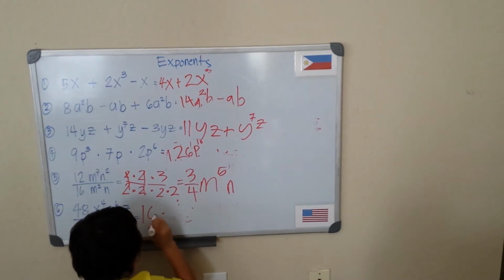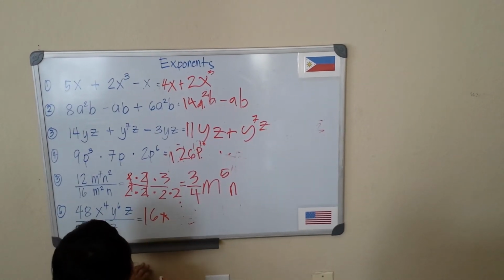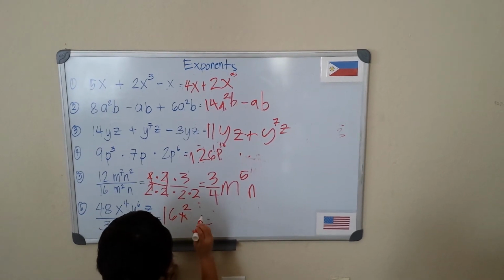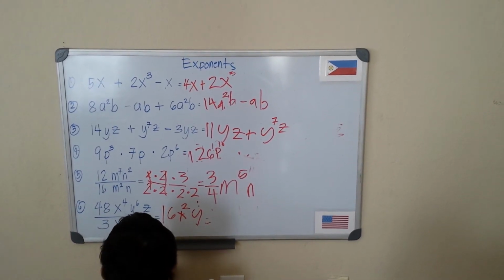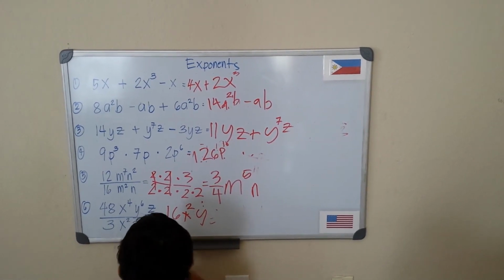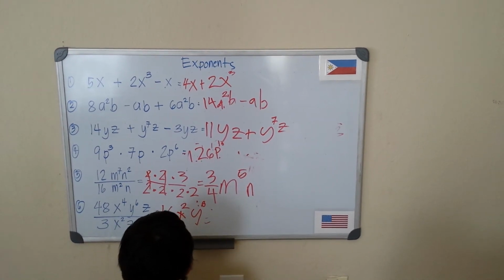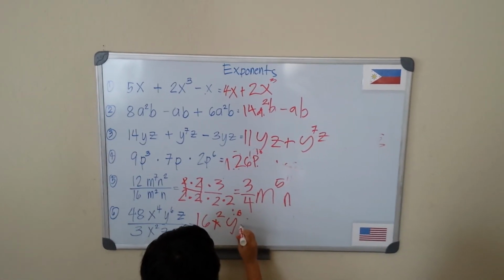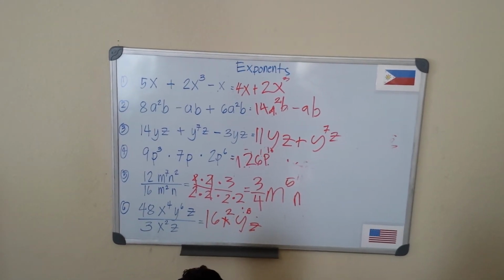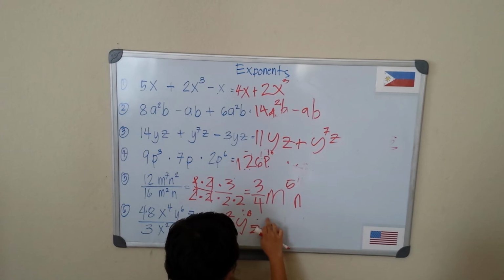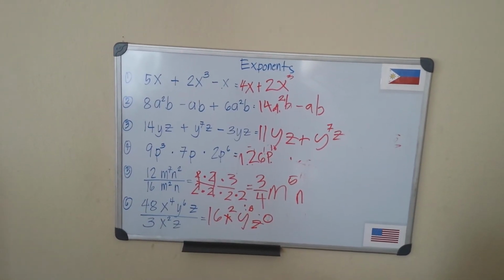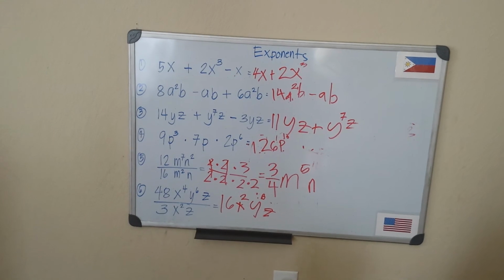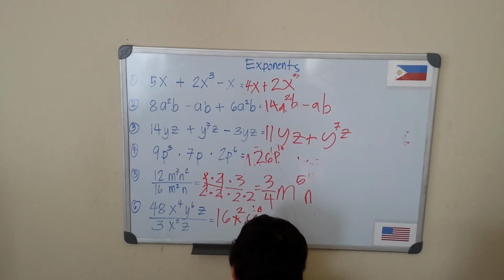So my answer is going to be 16x raised to the second power, y raised to the, in here, so it's on the top. Well, z. So z raised to the no more power, so we cannot get the zero. So no more power. If there's no more power in z, we cannot write that. No more Z.